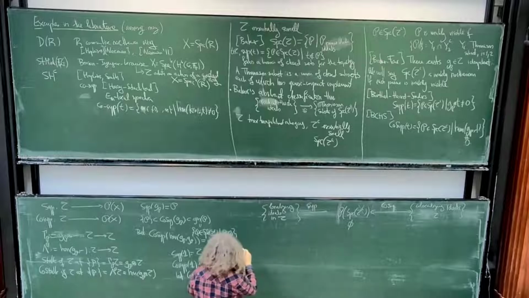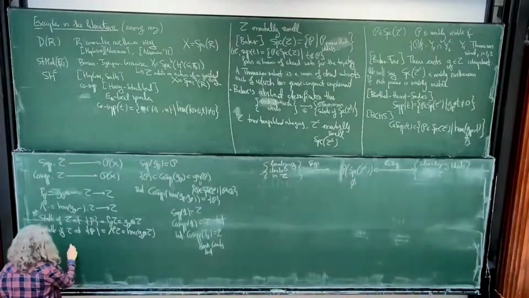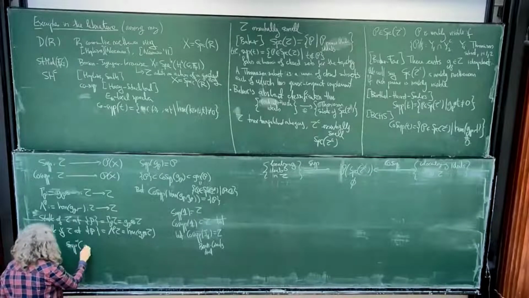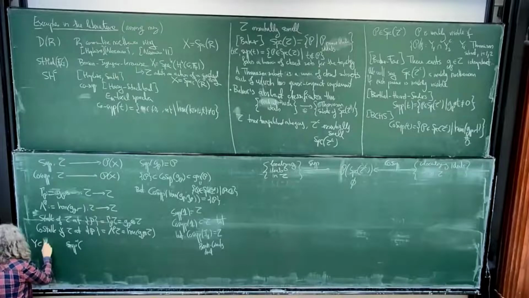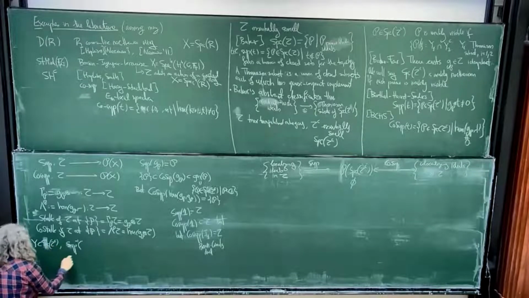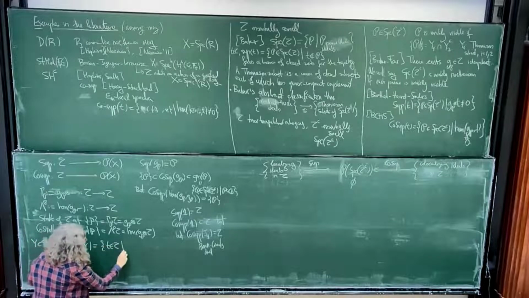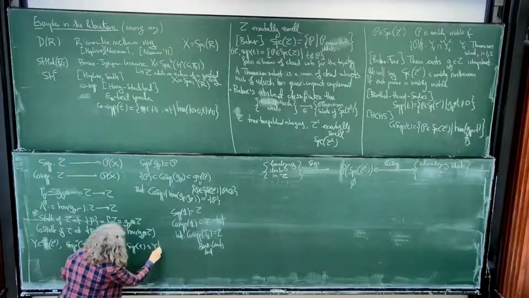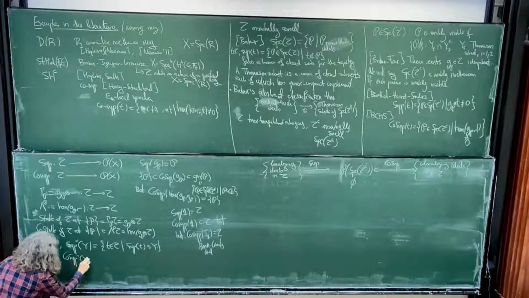So let me write a definition maybe. If I have a subset Y, these are all the objects such that the support sits inside Y, and the same for the cosupport.